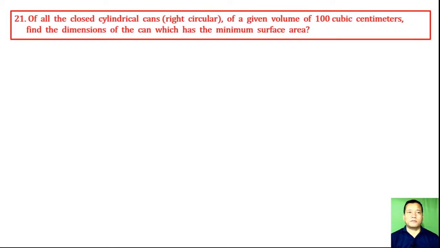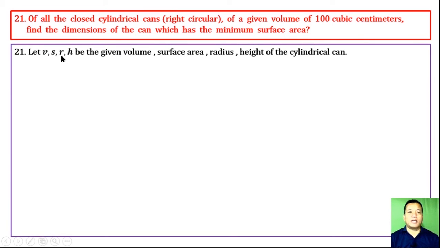Question number 21. Of all the closed right circular cylindrical cans of a given volume of 100 cubic centimeters, find the dimensions of the can which has the minimum surface area. Let V, S, r, h be the given volume, surface area, radius, height of the cylindrical can. Then volume is given as 100 cubic centimeter. Surface area is twice pi r square plus twice pi r h.